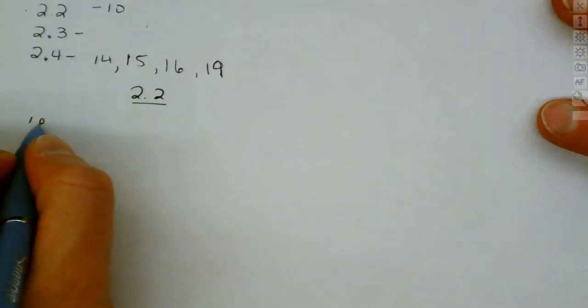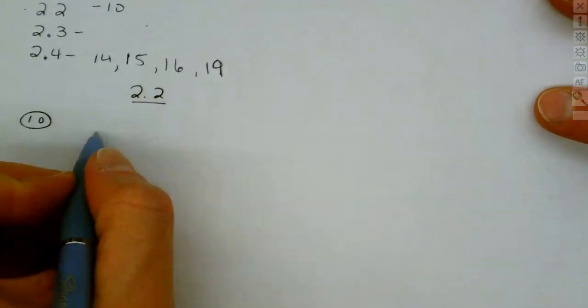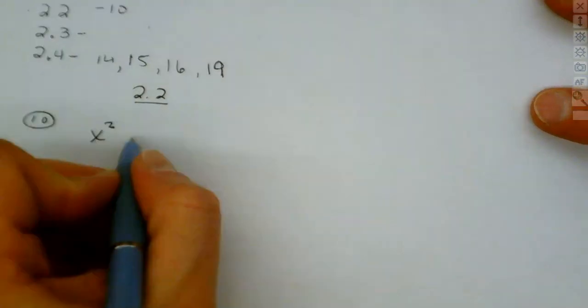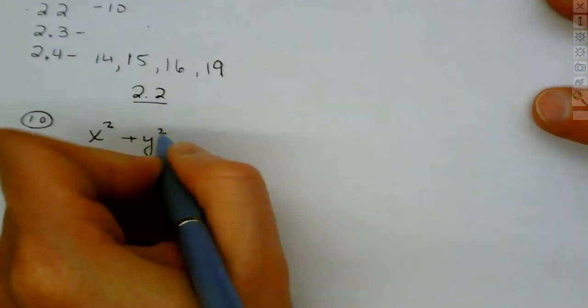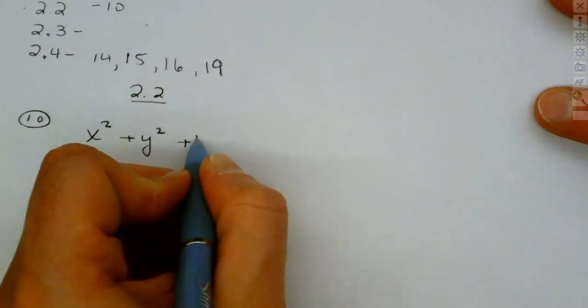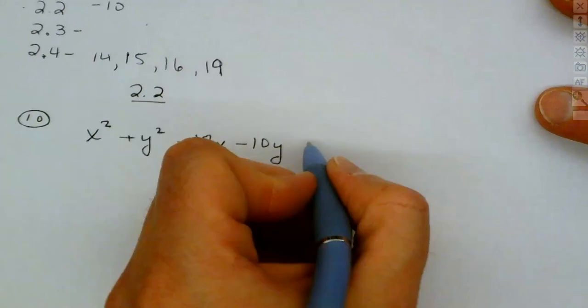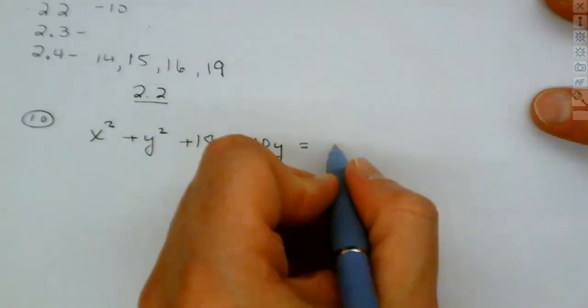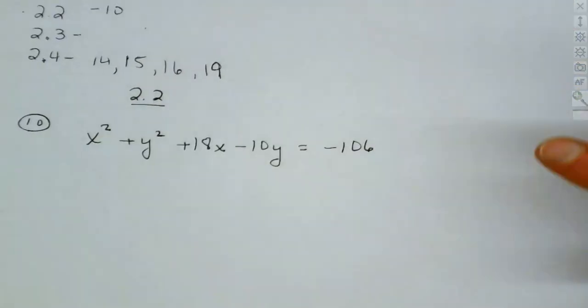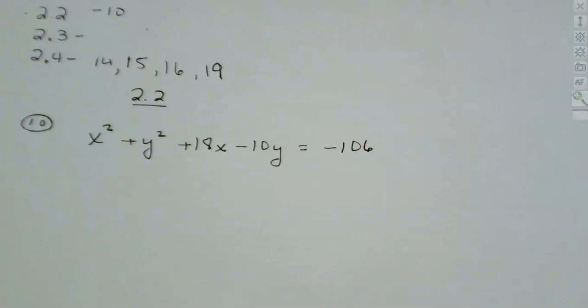We're going to begin with question 10. I'm going to rewrite this as x squared plus y squared plus 18x minus 10y, and I'm going to move that 106 over. So that's going to make it a minus 106. So the first thing we want to do is we want to make sure that we move the numbers to the right, all the variables go to the left.